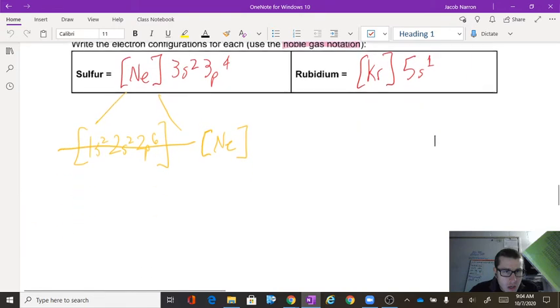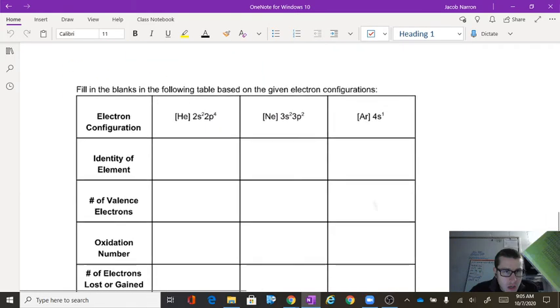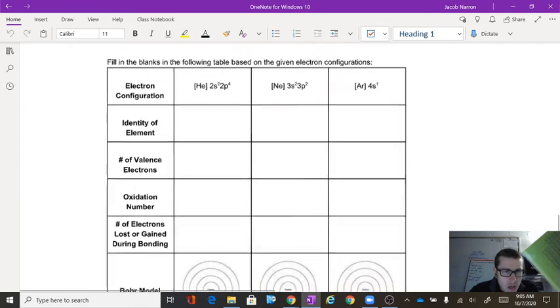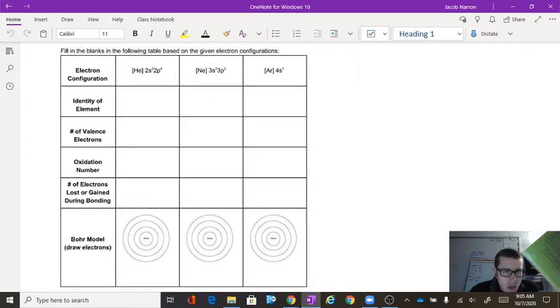Okie doke. So now that we've got that taken care of, I hope that makes a little more sense. I know that's kind of review, but now we're using it again. So down here in this table, we're using that shorthand electron configuration, and then we're going to fill out some information about it. And again, this is based on stuff we've been doing for a while now.